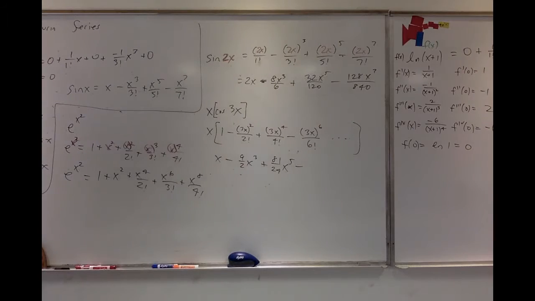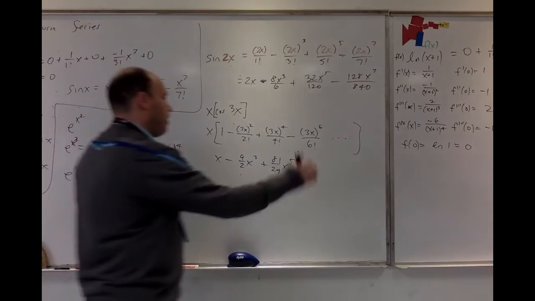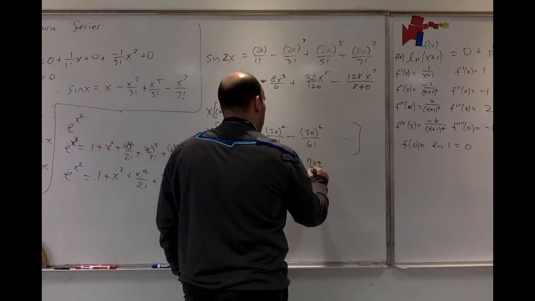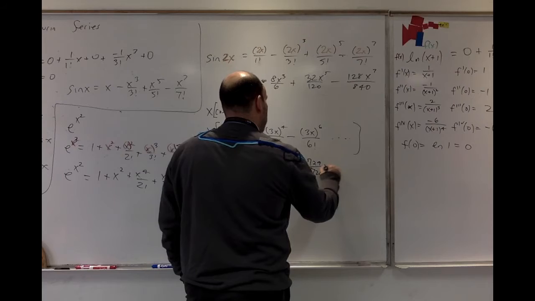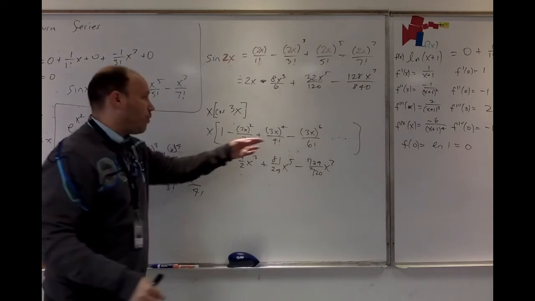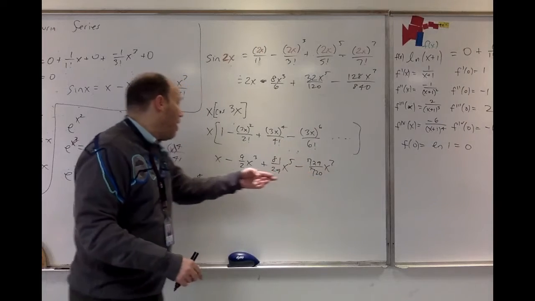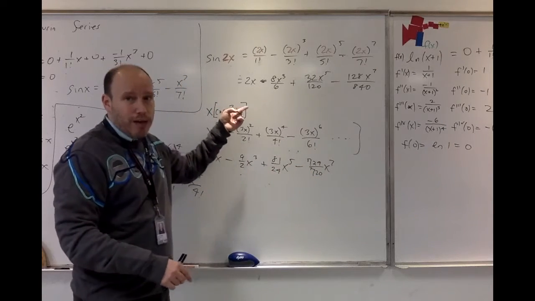3 raised to the 6th power is 729. 729 divided by 720 x to the 7th, because the x has to multiply through. And this is the Maclaurin expansion for x cosine 3x.